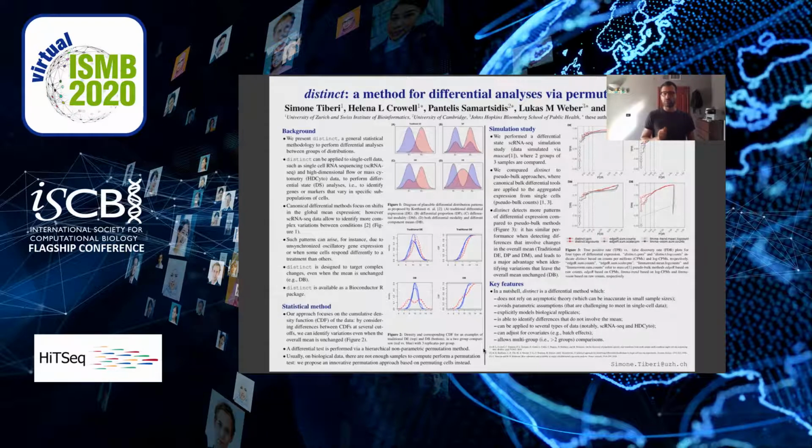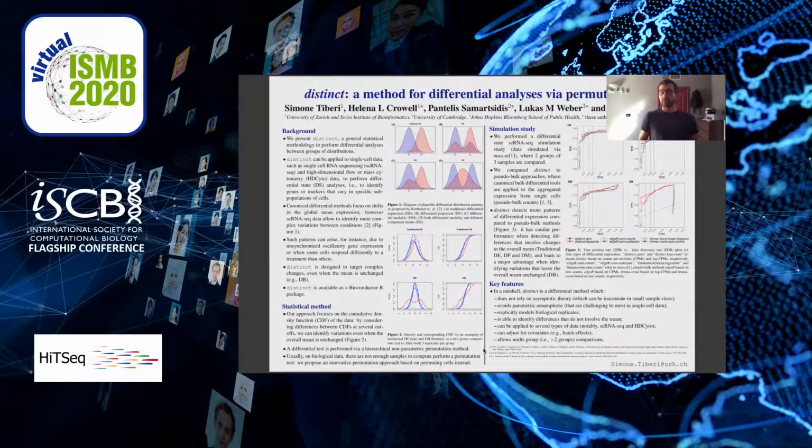So to briefly wrap up, we developed distinct, which is a differential method to compare groups of distributions that does not rely on asymptotic theory, which can be inaccurate in small sample sizes. It avoids parametric assumptions that can be challenging to meet on single-cell data, where you have a high degree of biological and technical variability. It explicitly models biological replicates. It's also able to identify differences that do not involve the mean and can be applied to several types of data because it's fully non-parametric and it has no assumptions of how the data were generated.